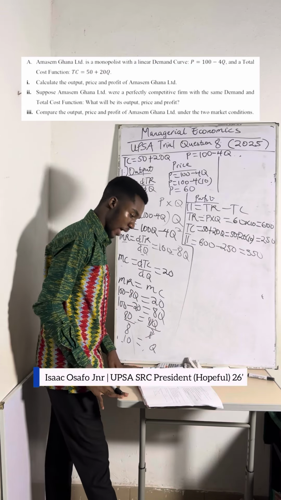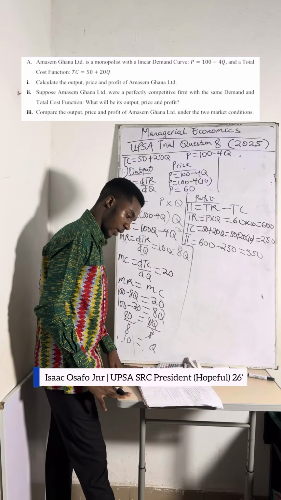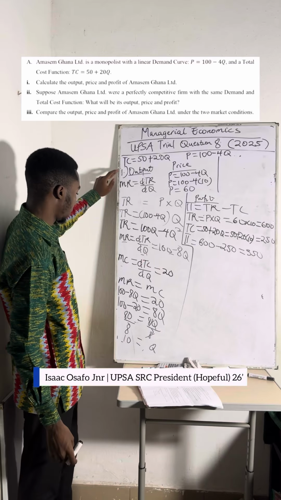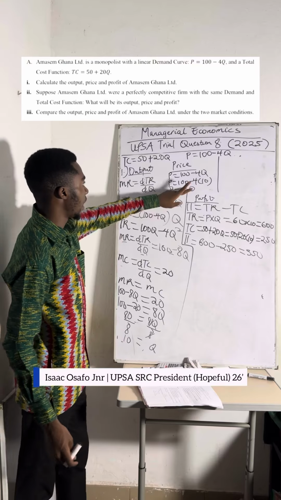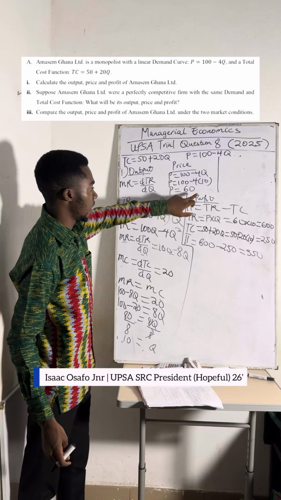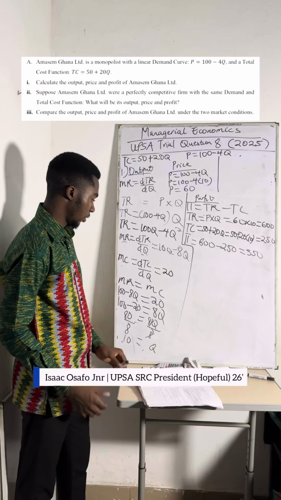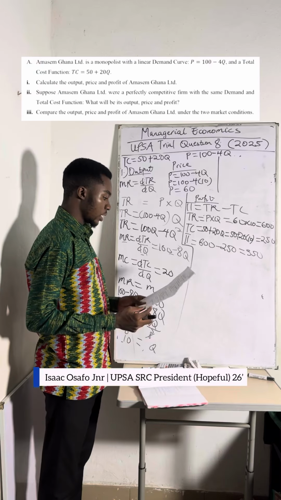So we are done with part I, where we were asked to find the output, price and profit. The output is 10, the price is 60, and the profit is 350. So you add a unit, cedis, then units. All right. So now let's go to part II.